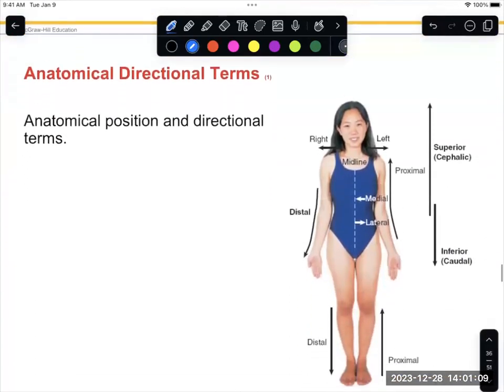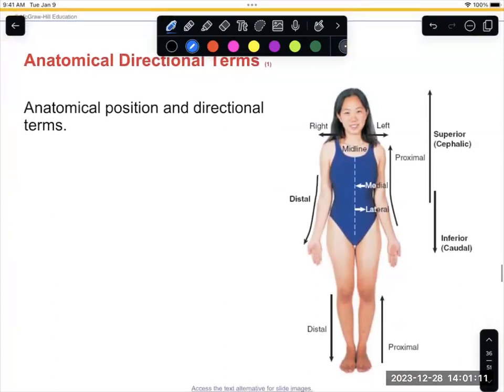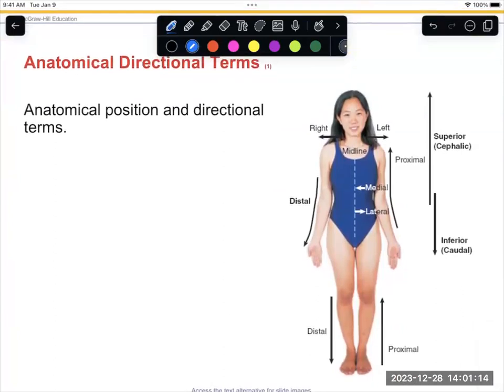So here is anatomical position. This drawing, this person is in anatomical position. So let's look at some of these different terms that are listed on here. Proximal and distal are used for arms and legs only. So proximal means closer to your trunk. Distal means further away from your trunk.